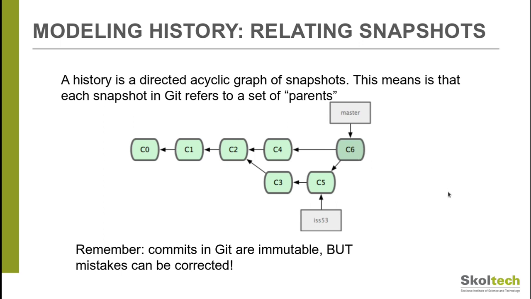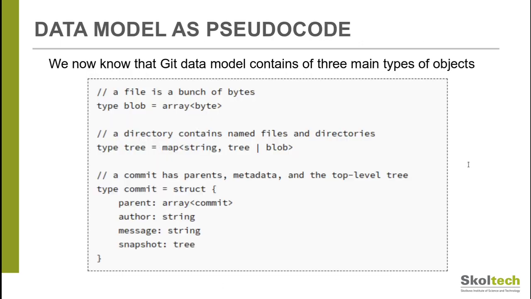It is needed to know that commits in Git are immutable. This doesn't mean that mistakes can't be corrected. However, it's just that edits to the commit history are actually creating entirely new commits and references, which we will discuss later in this lecture. These references are updated to point to the new ones. We know that the Git data model consists of three main data types. Let's write them down in pseudocode. Here on the slide you can see.